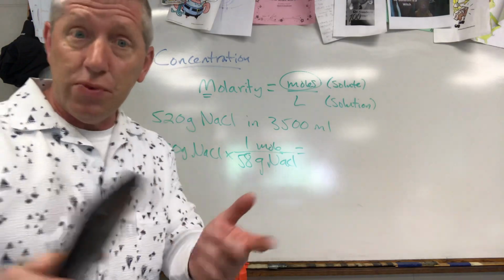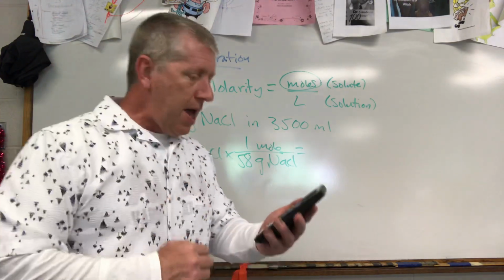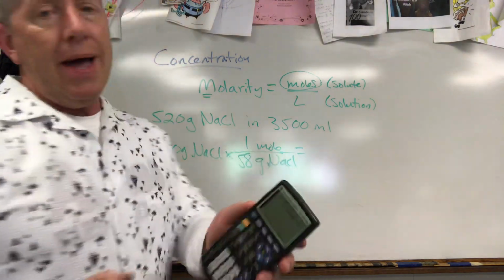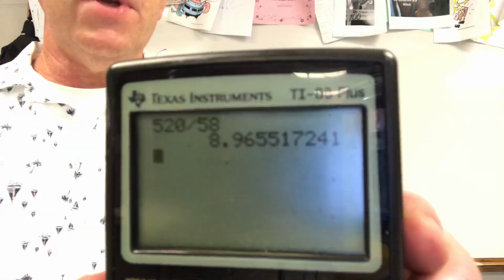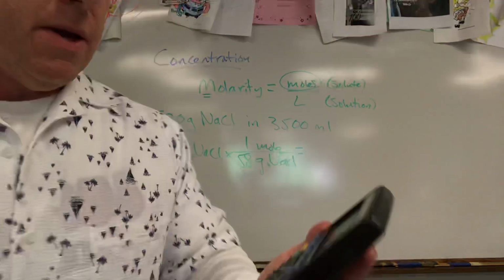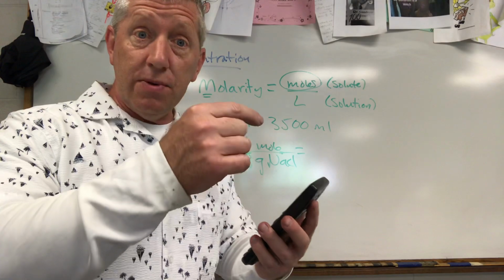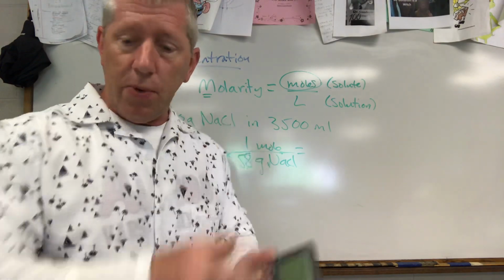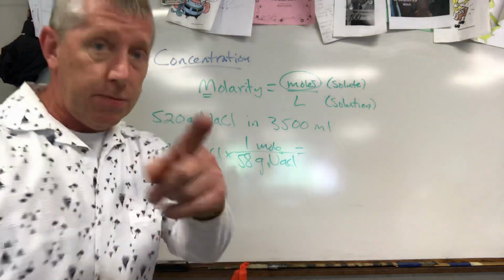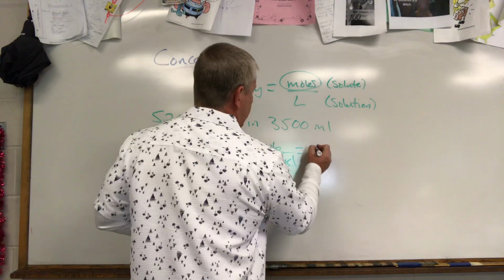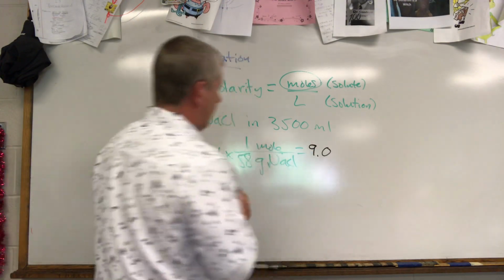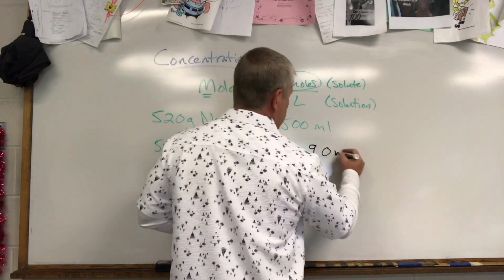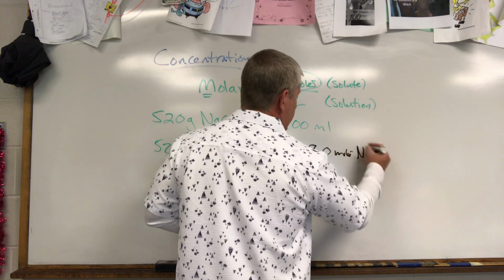Let's go back over those sig fig rules. We have 2 sig figs to start with, so we stop and round it. The 9 rounds up the 8 to a 9, so it comes out to be 9.0. We have to put the 0 to keep our significant figures. So 9.0 moles of the NaCl.